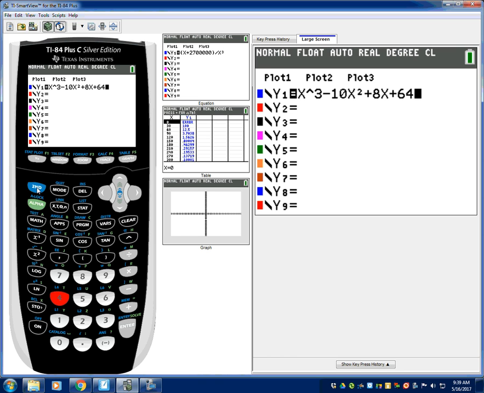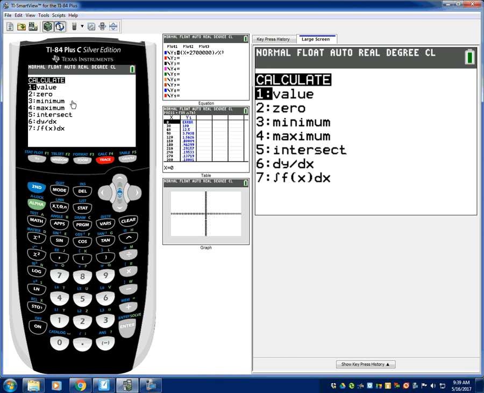Then you go ahead and go to second trace, which is the calculate menu. You should be familiar with this menu. In the calculate menu, you should know how to use all the first 5 here. Value just calculates the value. You put in a certain x value to that function, it will give you the y value output. That's a good way to evaluate a polynomial when you plug in a number. Zero is what we're going to use. That's finding the zeros. So we're going to hit enter.